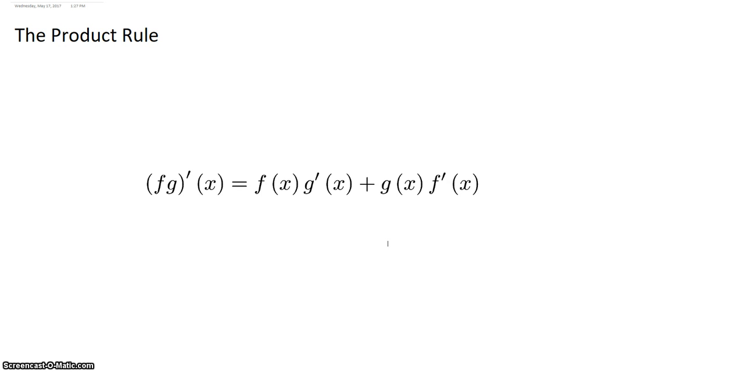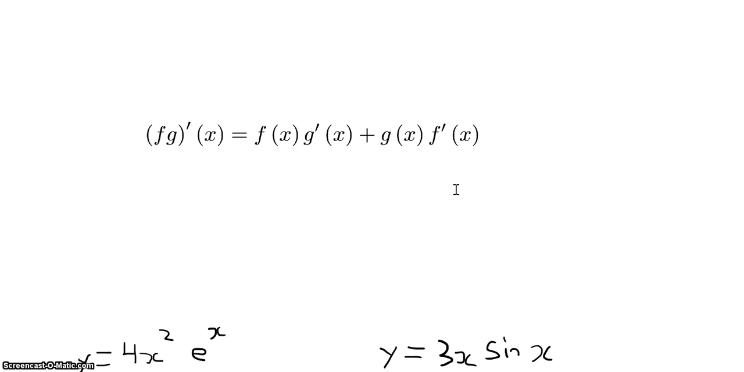Okay, so now we're going to be talking about the product rule. The product rule is something you use whenever you have two functions multiplied together and you're trying to find the derivative of that. So the actual equation is (fg)'(x) equals f(x) times g'(x) plus g(x) times f'(x). Now, to make sense of what that means, we can look at when you'd use this.